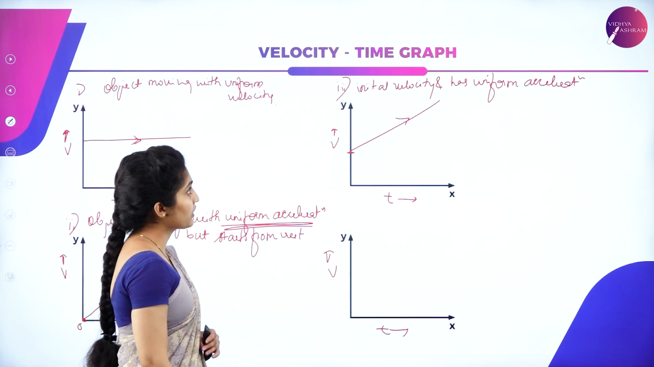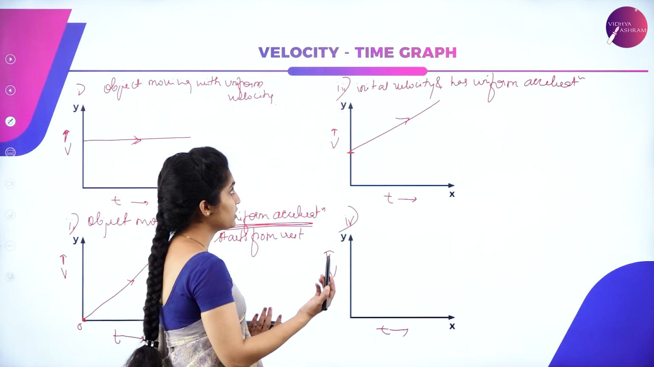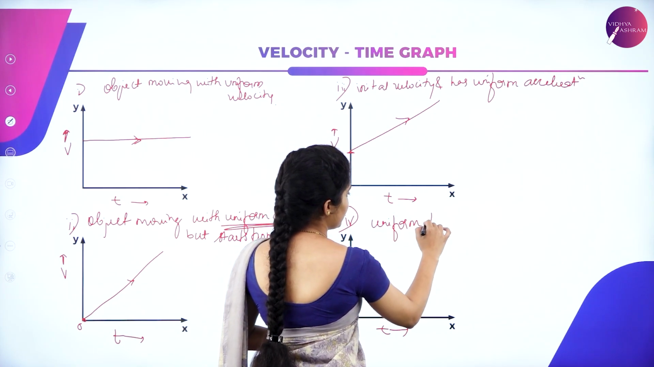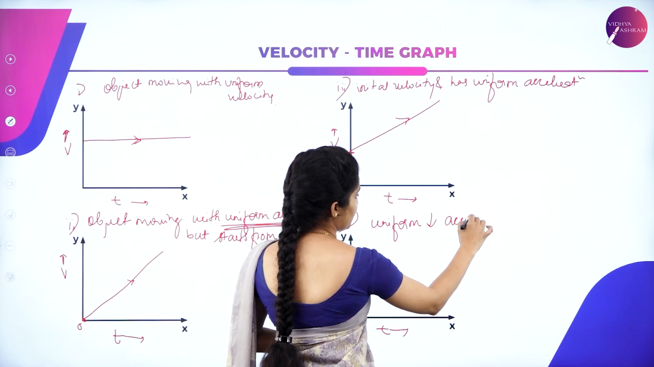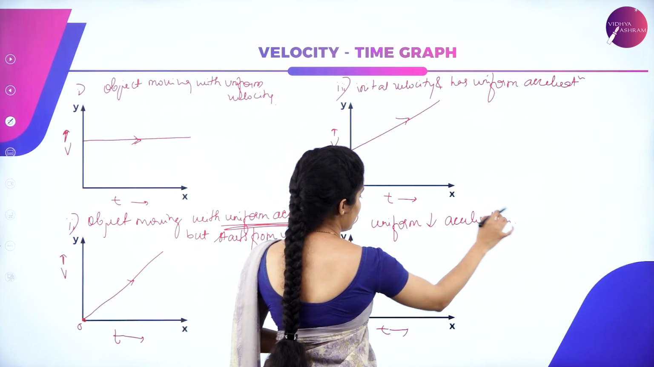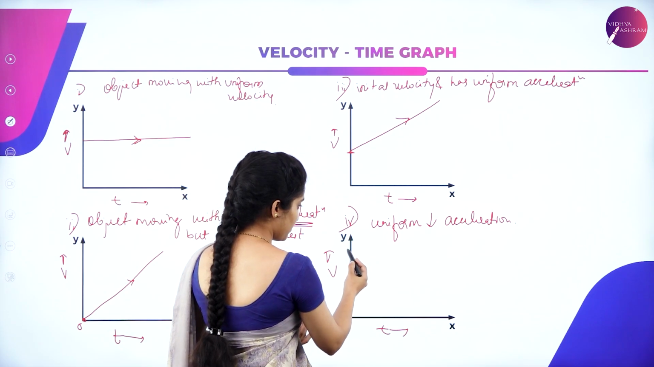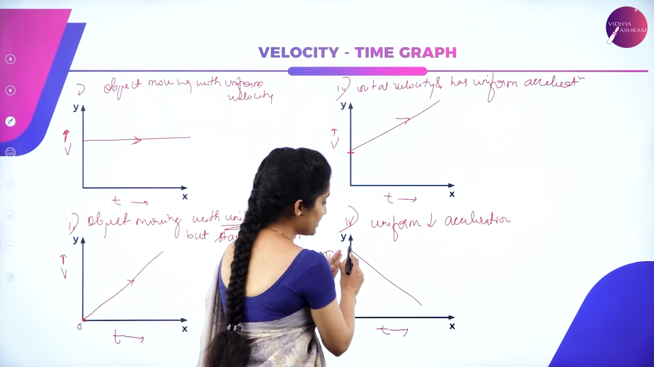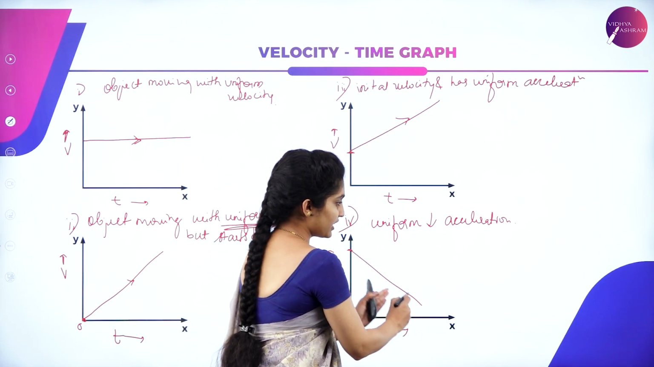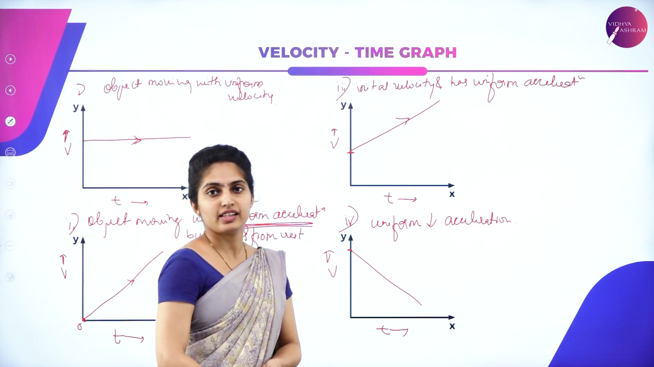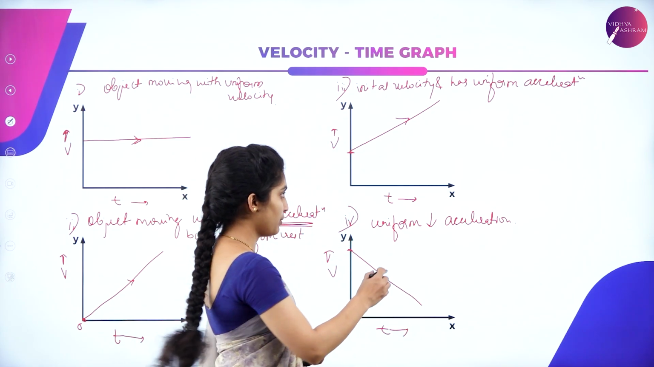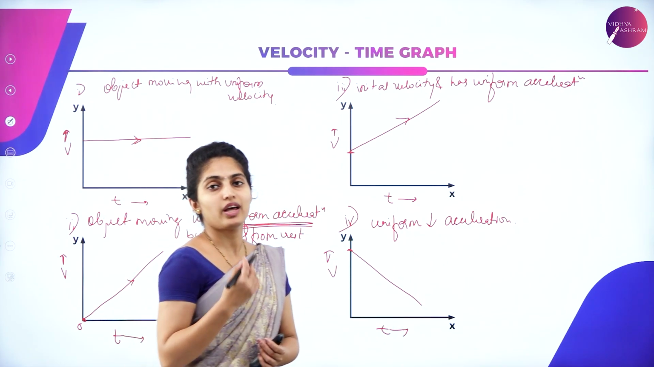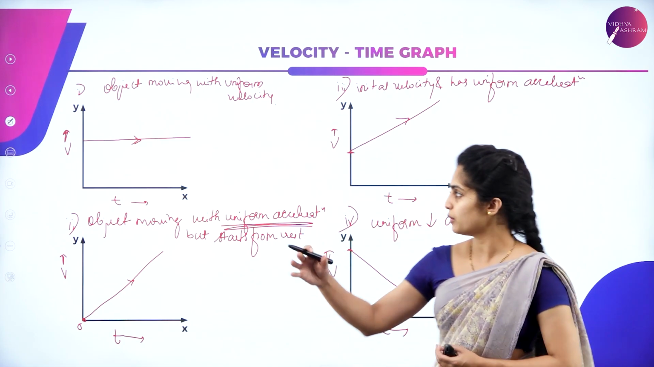Okay, so next we are getting on to the fourth one. Here the object is said to have uniform decreased acceleration. If it is decreased, the velocity starts from somewhere in the midpoint and it starts to decrease. Uniform decrease means in a uniform way the velocity is getting decreased. Increase in acceleration will be shown by the graph in this manner, decrease will be this.